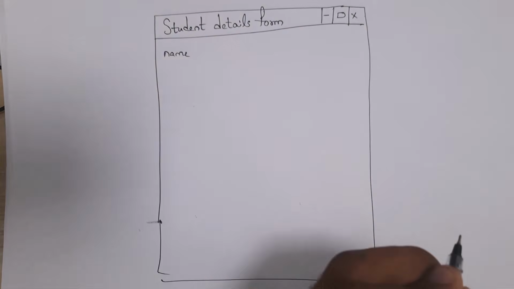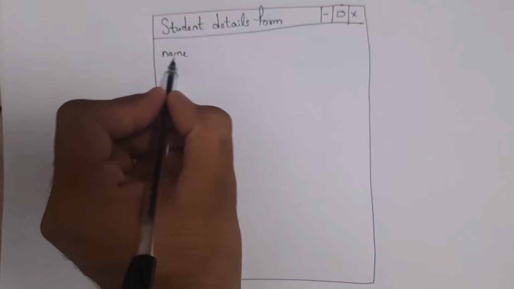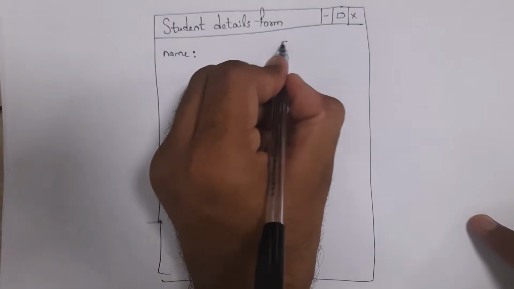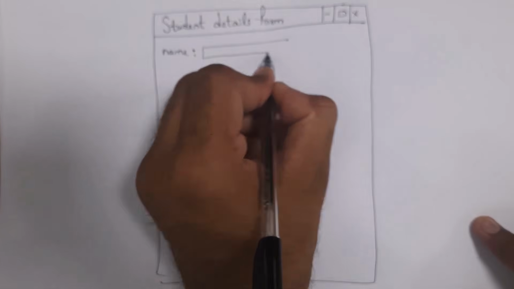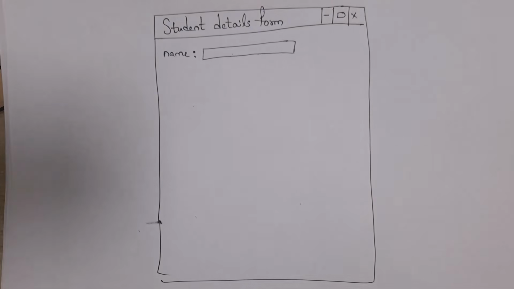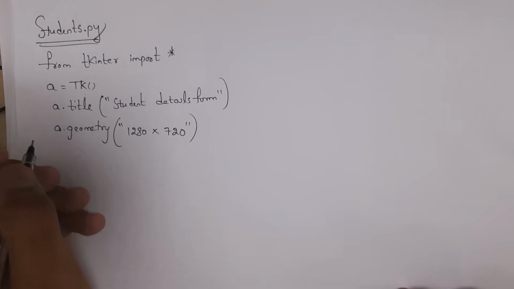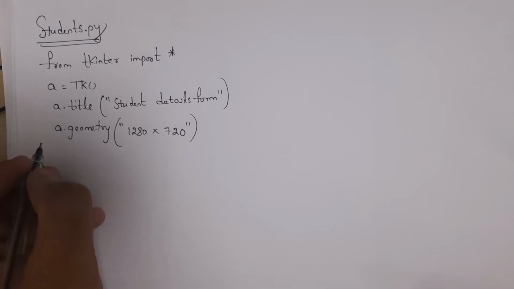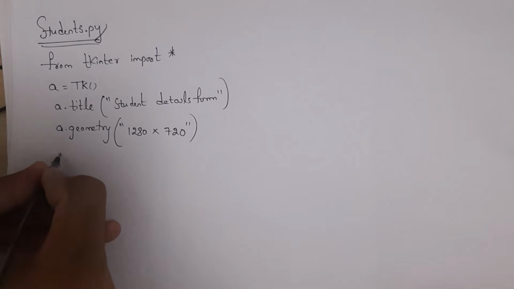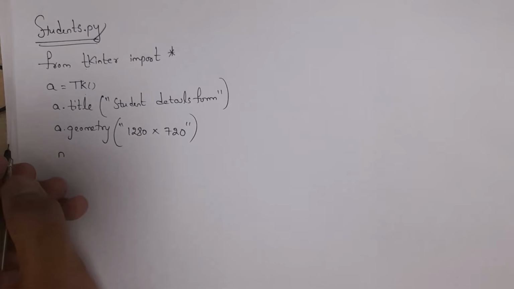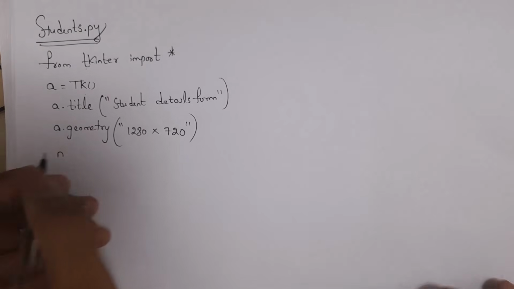Now inside the student details form, I want to insert a label, that is name. Beside name, I want to create one entry box. Inside this entry box, I can enter the name. So write the program for this. After writing the geometry method, just write here, I want to insert name. So I am taking the variable name as n. You can take any variable name.